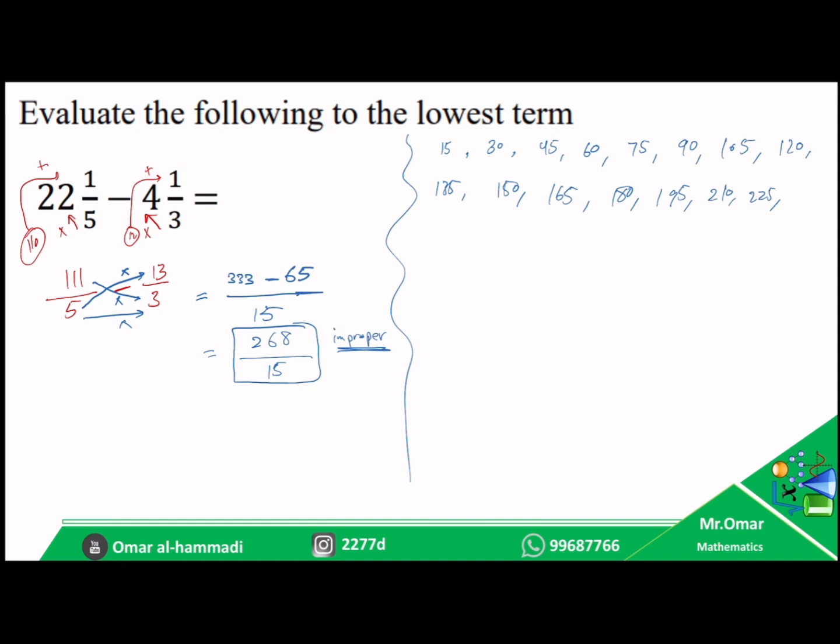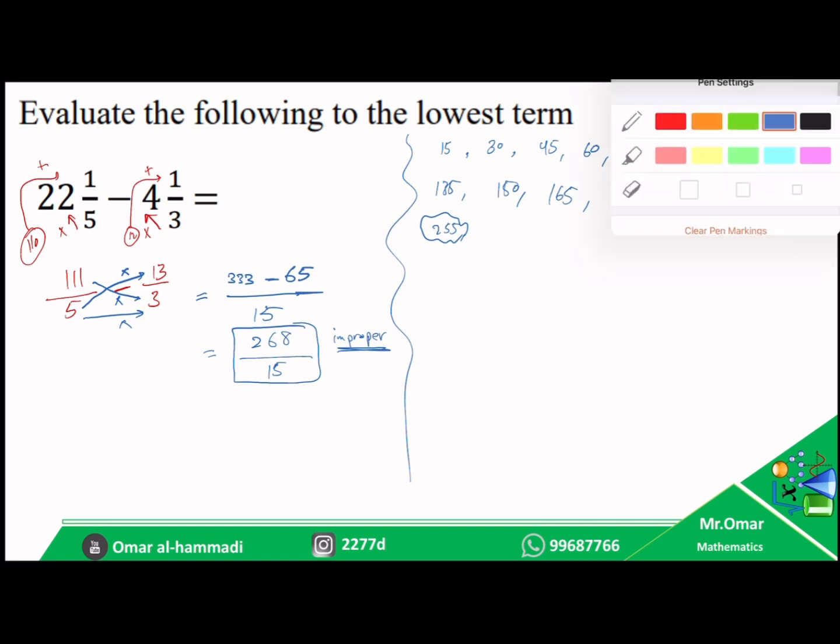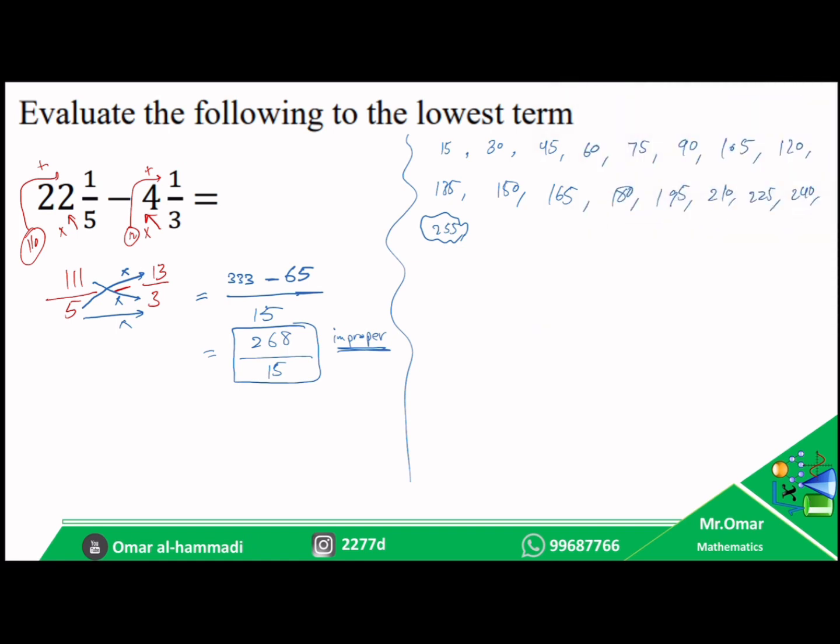So 225, and then 240, and then 255, and that's it. We have to stop here at 255 because later on we have 270, which is أكبر من 268. فنتوقف عند هذه. الحين وش نسوي؟ نطرح 268 minus the last one, أكبر مضاعف 255.